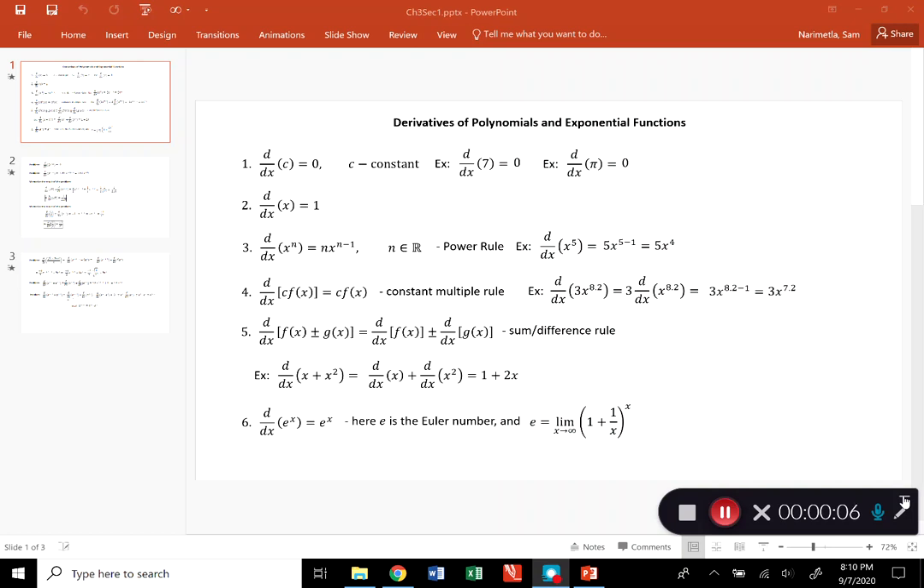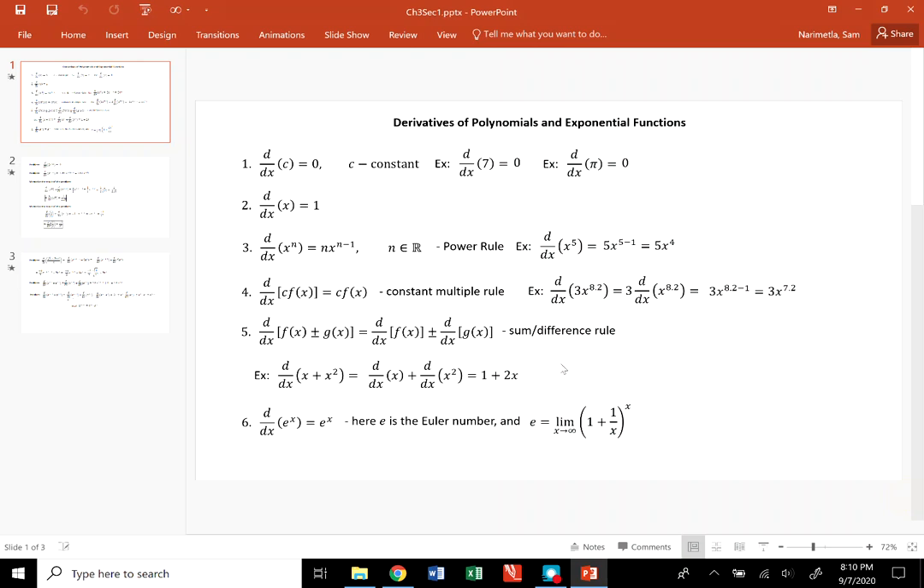We are moving on to chapter 3. Okay, we're done with chapter 2. And so in chapter 3, let's pick up section 1. And here is the idea.